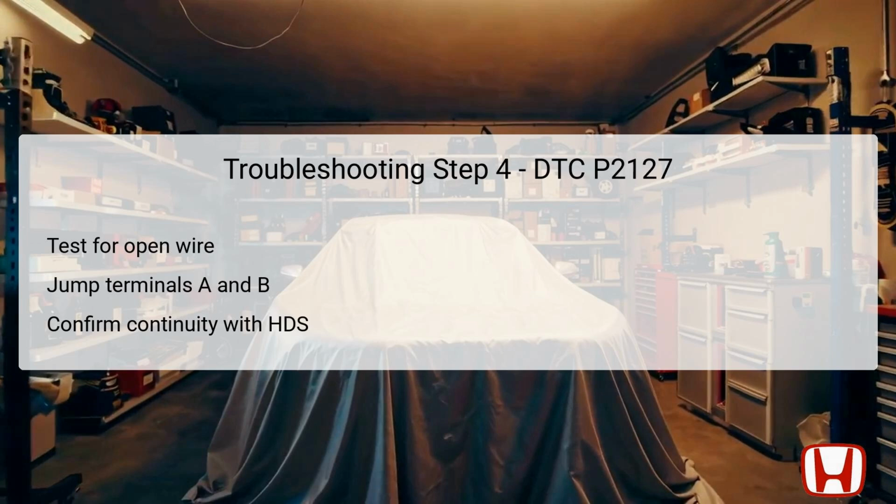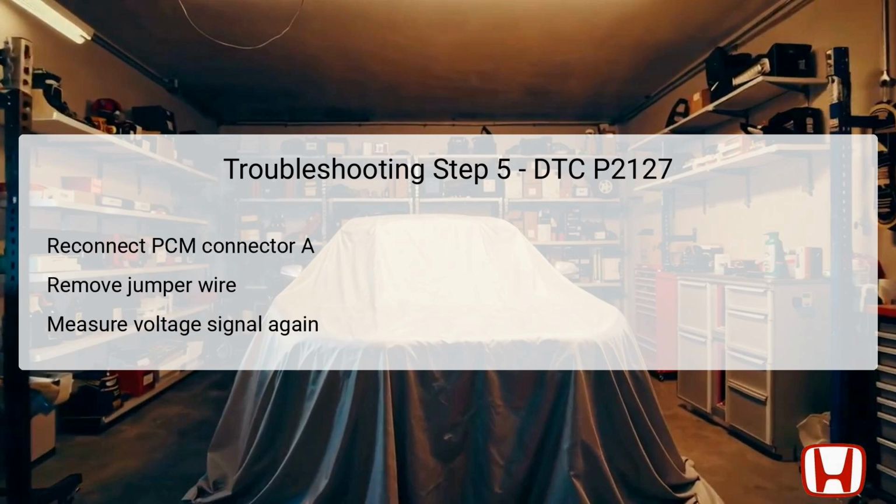If there is continuity, it suggests that the AP2 wire has no breaks or faults. If continuity is absent, this indicates an open circuit in the AP2 wire between the PCM and APP sensor. Repairing this open wire is essential to restore proper functioning of the APP sensor circuit.